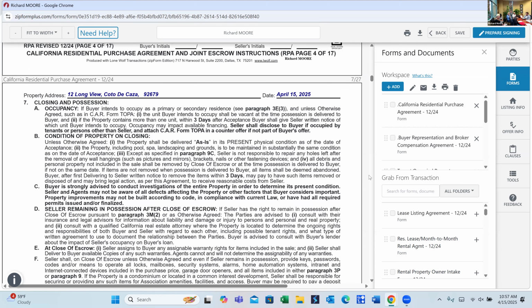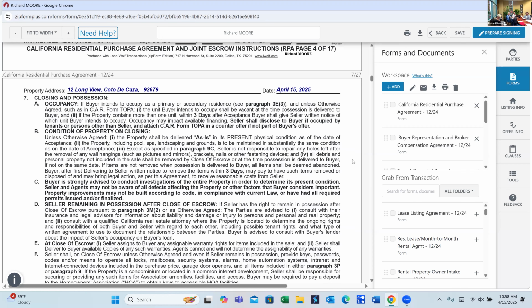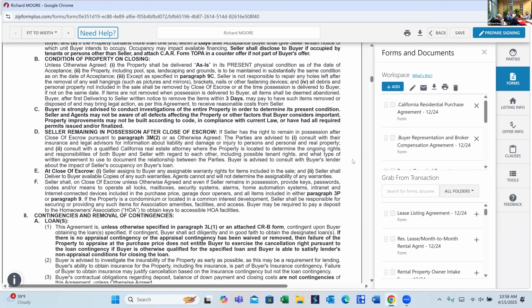Let's see. I'm going to skip down to section 7B, condition of property. Property shall be delivered as is. That means in the condition in which you found it as of the date of acceptance. And then section 7D, seller remaining in possession after the close. Sometimes there are lease backs, and maybe the seller's paying or not paying. If the lease back is for 29 days or less, we would use something called a seller in possession form. If it's for more than 29 days, a residential lease after sale. So we would document the occupancy. We want to do that.